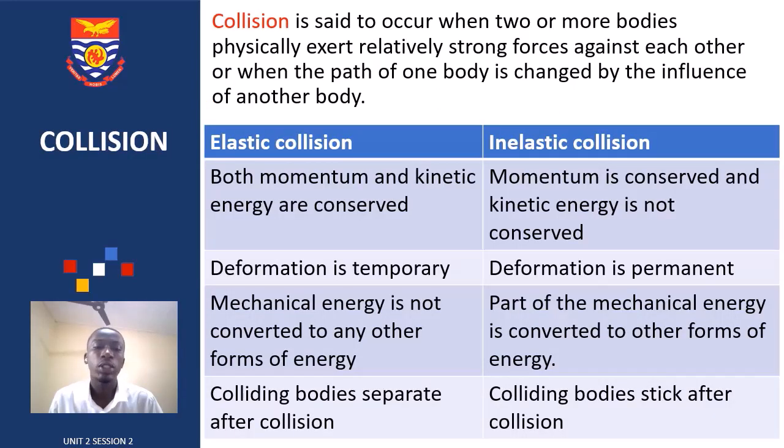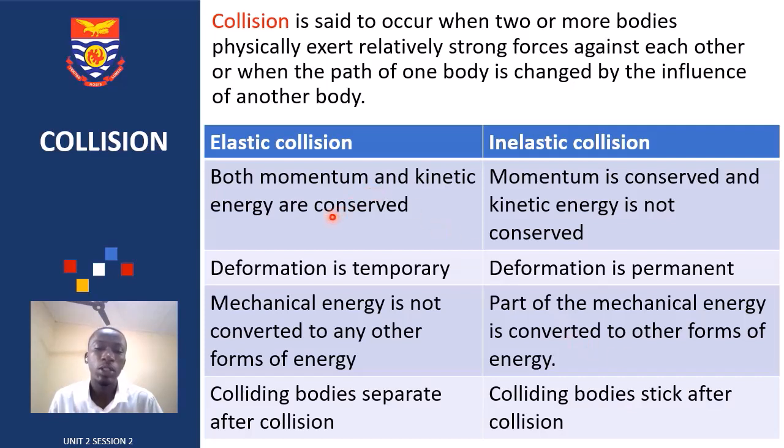Collisions. What is a collision? Collision is said to occur when two bodies physically exert relatively strong force against each other, or when the part of one body is changed by the influence of another body. There are two types of collision, which can be what? Elastic and inelastic. So from our table here, we are going to go through the differences between what? The types of collision.